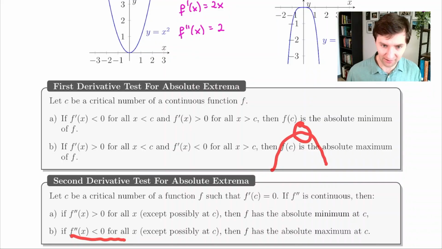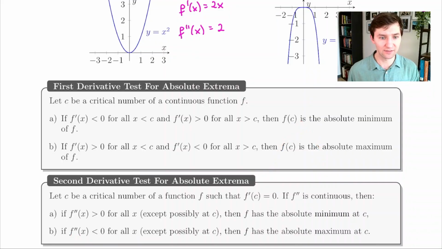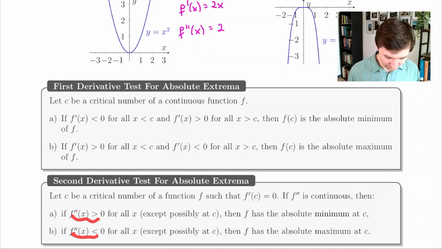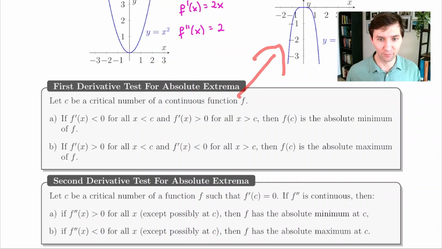And in the second derivative test, it's possible that the second derivative doesn't have to be positive or negative at c. That c is the only exception, the same way we saw it in this example in the top right corner.